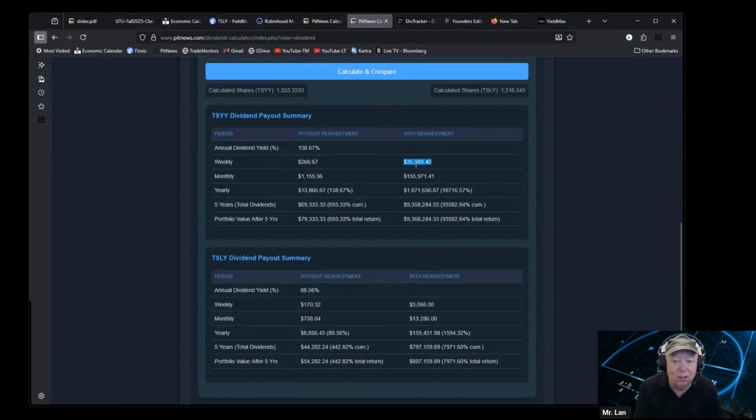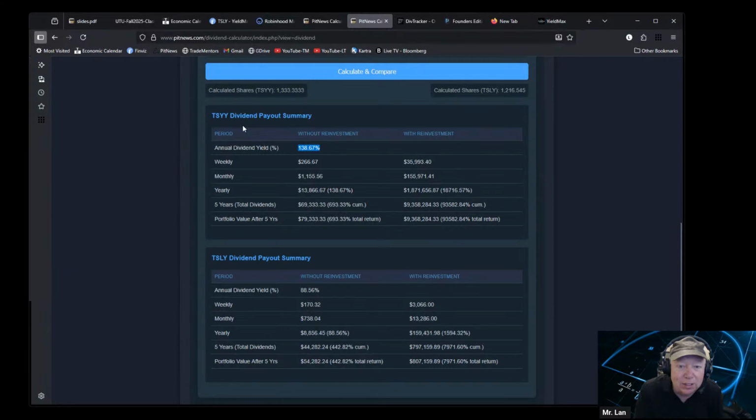I'm going to have Grok look at the math. I think this is correct though: 138.88. Weekly 170, this is 266. Monthly 738, 1,155. Yearly 8,000, 13,000. That all sounds right. Five years, 44,690 and 54,079. So in five years, if it would maintain this rate, which it's going to fluctuate, it doesn't always just go up and down.